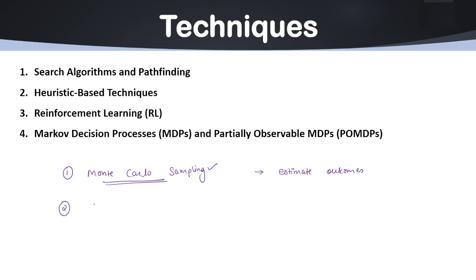Another technique used under this is HMM. It stands for Hidden Markov Models. This model is useful in time series data and sequential decision making, and HMMs also enable agents to make predictions. We are talking about rational agents here, right? It allows agents to make predictions and infer hidden states over time.